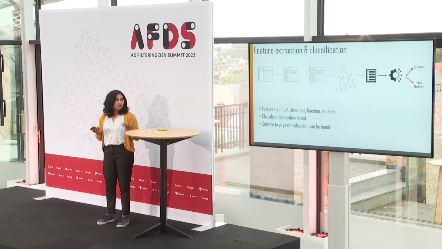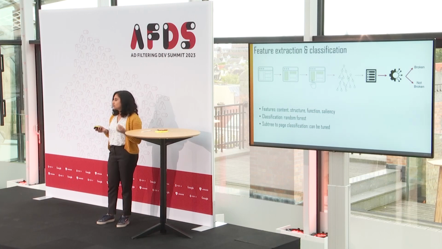And now, how do we move from subtrees to classifying a page as broken or not? And this can really depend on the use case. So for example, you can define a rule that says that if there is at least one broken subtree on a page, then the page is broken. You can have thresholding.